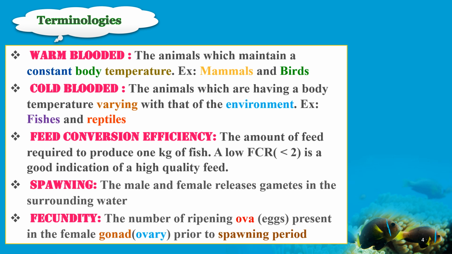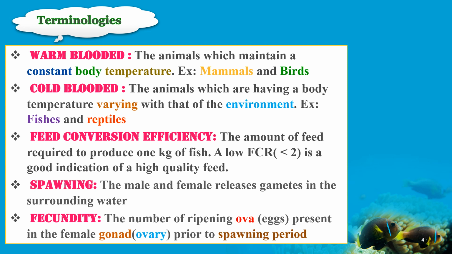Now we discuss the basic terminologies. If the body temperature of an animal remains constant regardless of the surrounding temperature, it is known as a warm-blooded animal. If the body temperature of an animal varies with the surrounding temperature and it also can't live in extreme temperature, it is a cold-blooded animal. The ability of fish to convert the feed into body flesh is known as feed conversion efficiency. The feed conversion efficiency depends on the quality of feed. The poor quality feed will reduce the fish growth.